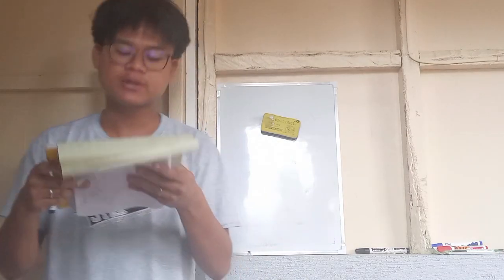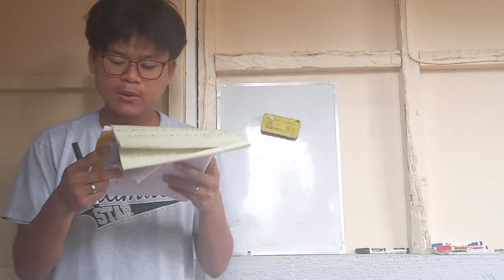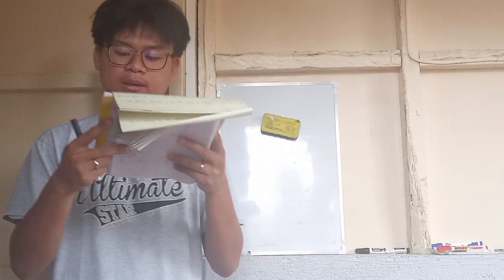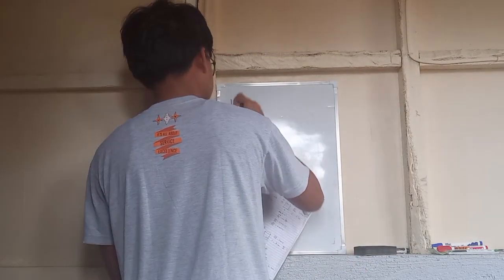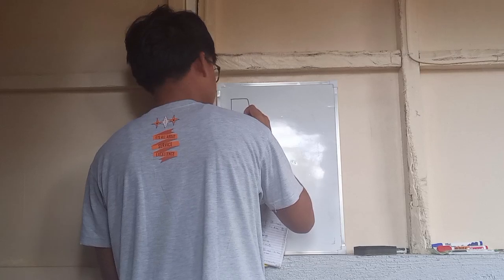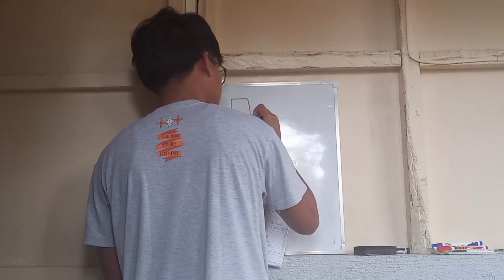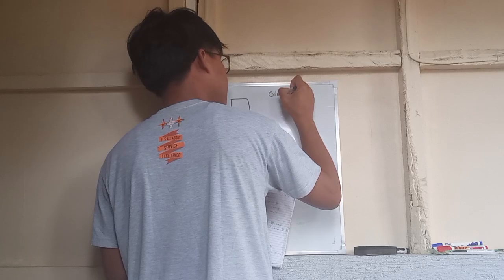A square's side is increasing at 0.2 meter per second. How fast is its area increasing when the side is 15 centimeters? So first, we'll draw the square having the side of 15 centimeters. Then we'll identify the given in the problem.